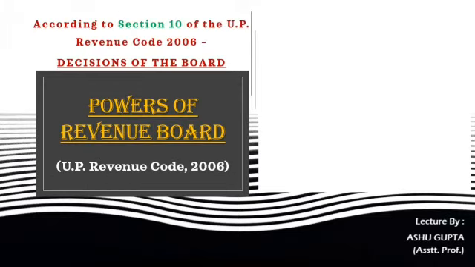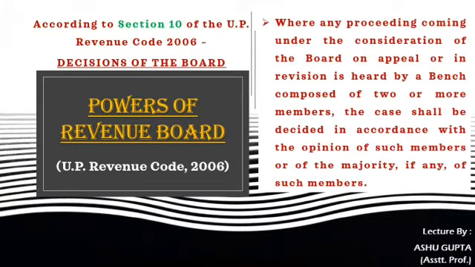According to section 10 of the UP Revenue Code 2006, which represents the decision of the board, any proceedings coming under the consideration of the board on appeal or in revision are heard by a bench composed of 2 or more members. तो बेसिकली यहाँ पर बोर्ड ऑफ अपील की बात की है, तो अगर अपील होती है तो अपील भी की जा सकती है रेवेन्यू बोर्ड में. Let's move on to the next slide.